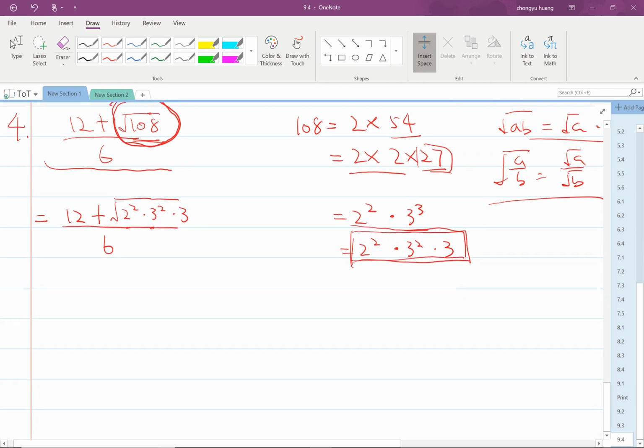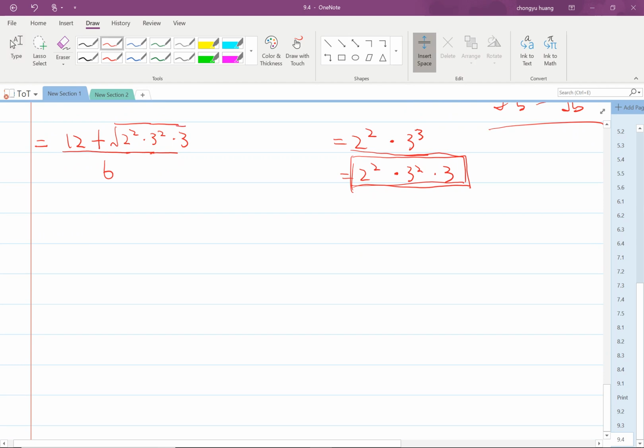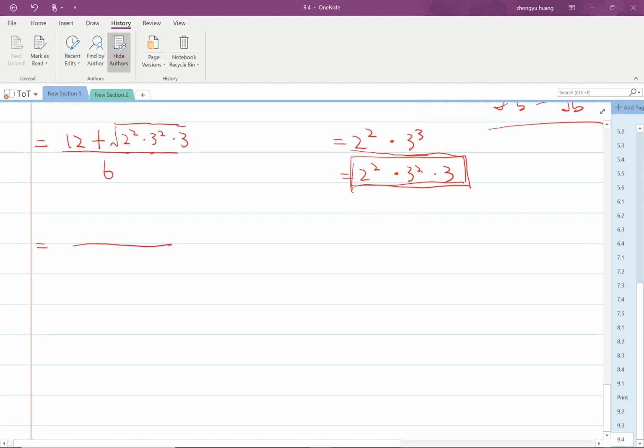Okay, so let me move it down a little bit. Now we are able to do more simplification, right? There's nothing to do with 6 and 12 right now, so you basically write them down. And we can write this term as 2 multiplied by 3 square root of 3. Because over here you can see we have 2 to the power 2 and 3 to the power 2, so we can simplify them out of the square root.